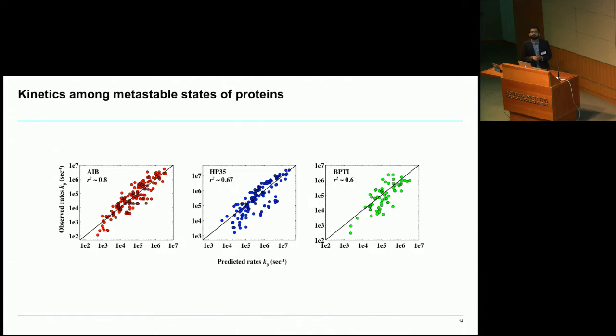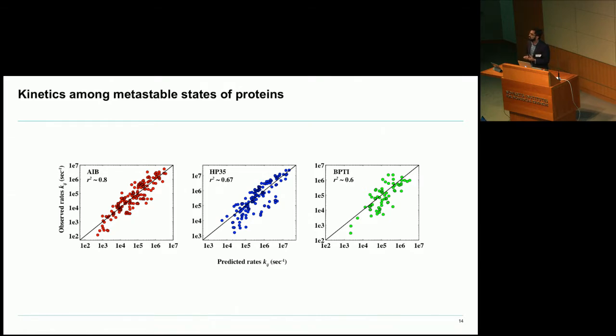Just to add to the last question, so for AIB and HP35, can you say something? So these are the microscopic kind of rates. Yeah. Can you say something about the overall folding time? Oh, so I actually haven't. I'm actually in the process. So this is not published. So I'm actually in the process of doing exactly that.